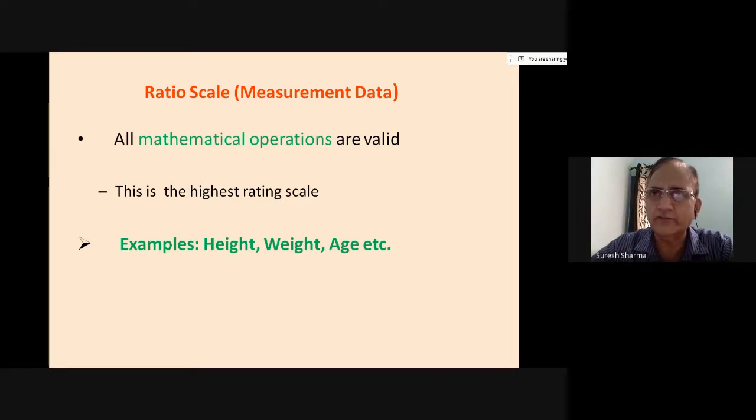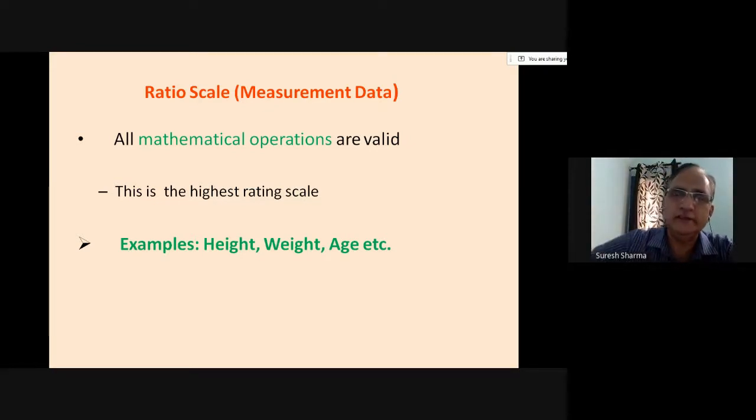Another person is having weight 45 kg. Divide 90 by 45. Your answer is 2. But you can always make a statement that the person whose weight is 90 kg is double the weight of the person whose weight is 45 kg. Nothing wrong with that, right?